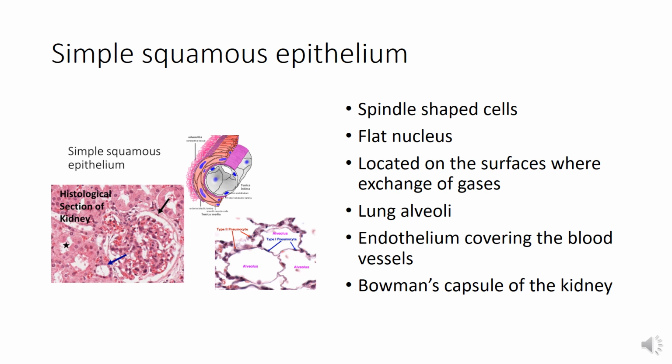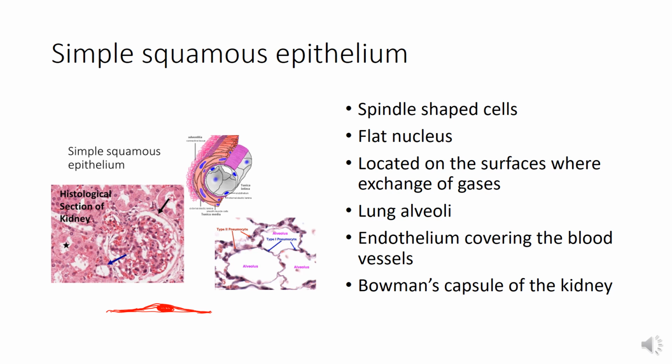Okay, so starting from the simple squamous epithelium, if a question comes about simple squamous epithelium, it consists of spindle-shaped cells. Spindle-shaped means these are tapering at the ends and bulging just in the middle. This is a whole cell, bulging in the middle due to the presence of the nucleus and tapering at the end. So very thin cells having a flat nucleus, located on the surfaces where the exchange of gases takes place.